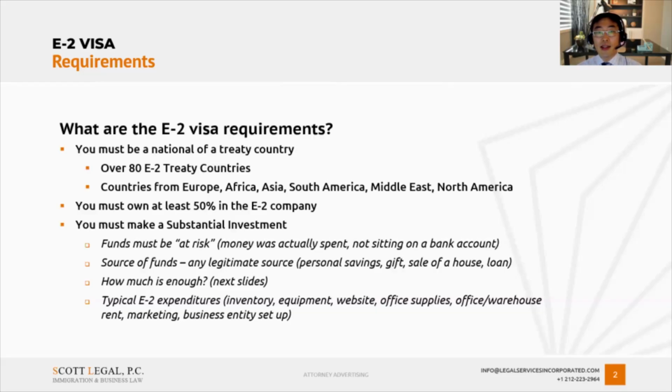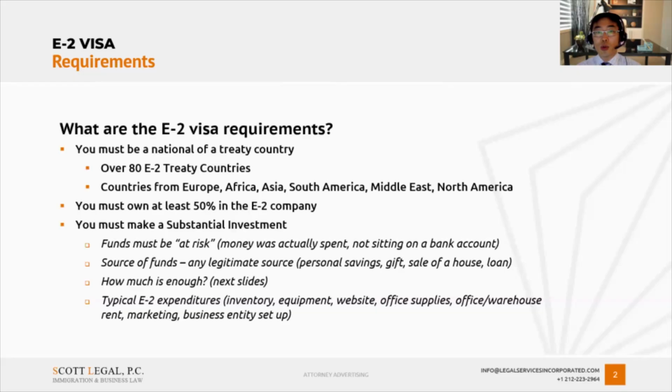Funds must be at risk. It means the wire transferred investment funds must be used and spent. For example, you transferred $100,000 to your E2 business account. Then you need to spend money to obtain a lease, to buy necessary equipment, or to obtain professional accounting or marketing services. You will need to show that you have spent a sufficient amount out of the total $100,000 investment fund before you submit your E2 visa application.